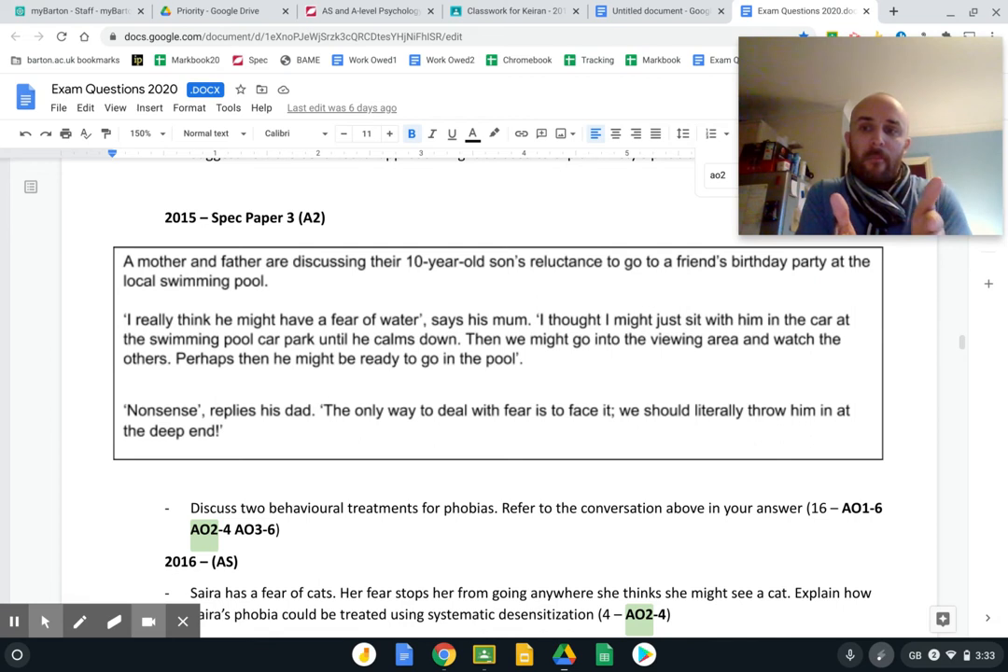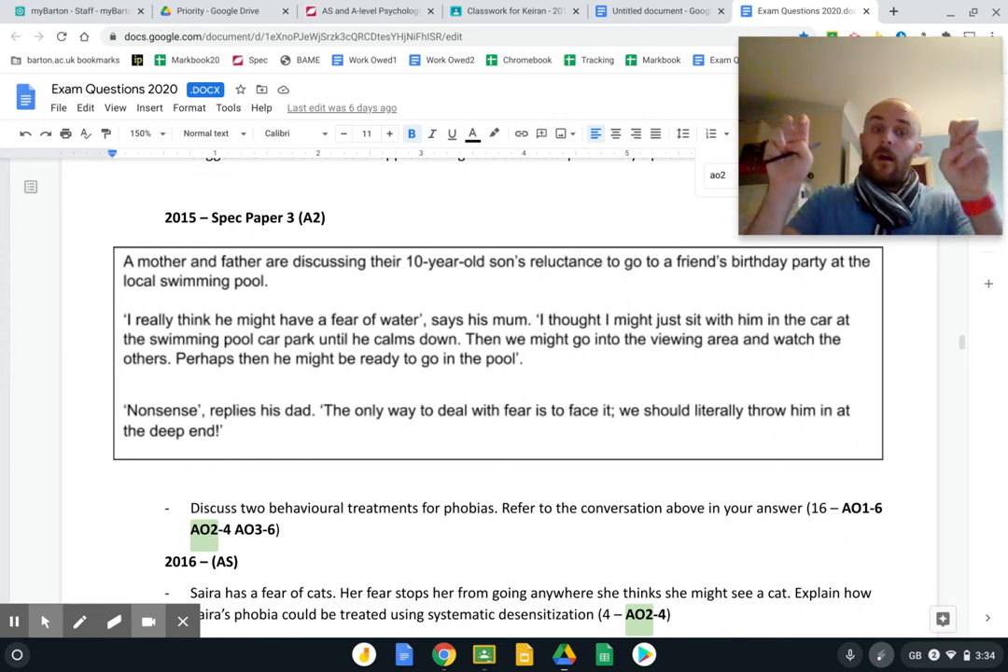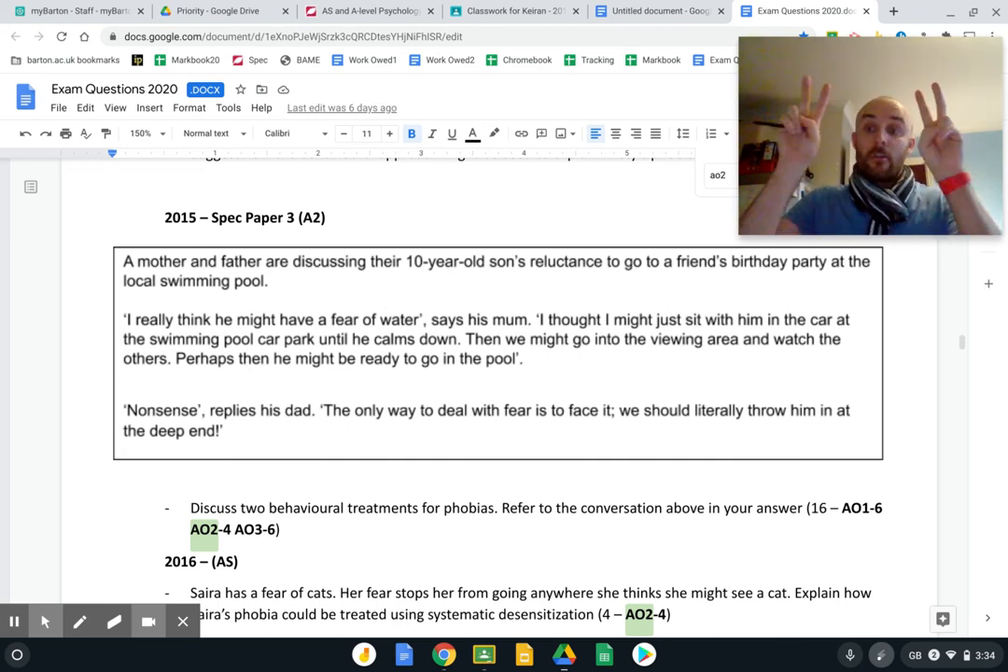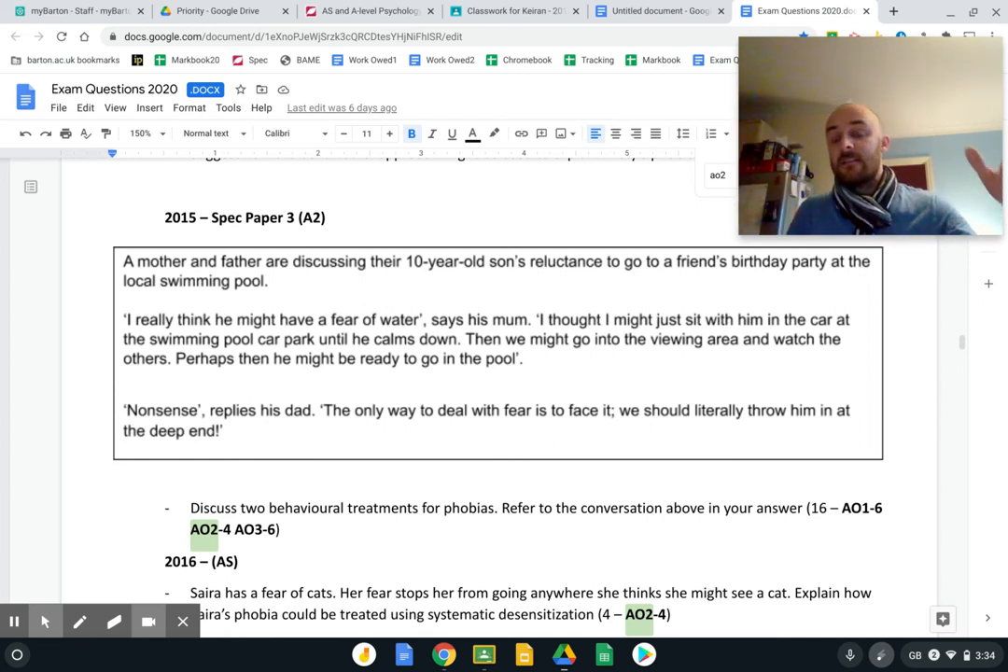For example, off the top of my head, you might say that systematic desensitization can be seen in the mum's approach, because she says she would sit with him in the car at the swimming pool until he calms down. Then we might go to the viewing area. Then we might be ready to go to the pool. She takes a graduated exposure approach to the son, whereas the dad literally wants to flood his child by drowning him. They've clearly thought about this quite well. And then you go on to AO3.